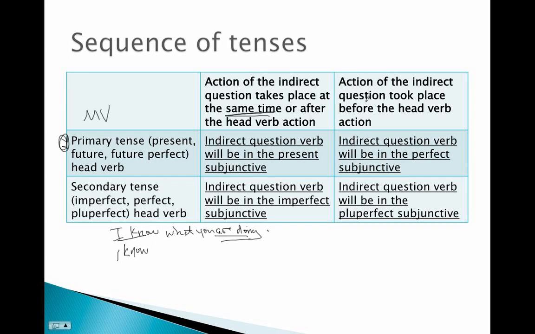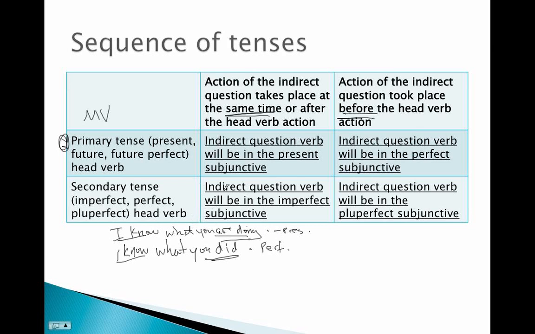Now, if we have a present tense main verb, I know, but the action of the indirect question took place before the head verb action, all right, so action before, so I know what you did, right, so I know, present tense, but you did something before I know it, then the indirect question verb, this did, will be in the perfect subjunctive. Here, this would be present subjunctive. This would be perfect subjunctive.